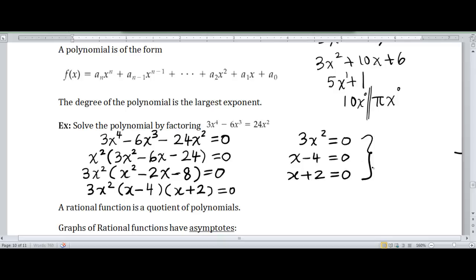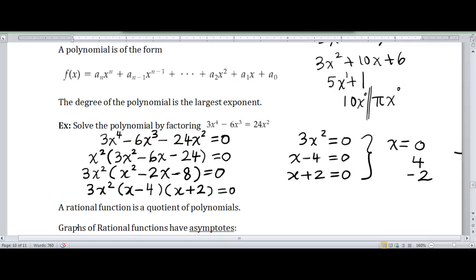So that tells me that x equals 0, and x can equal positive 4, and x can equal negative 2. And you can check this: take any one of these numbers and plug it into this original expression here, and you'll see that the right side should equal the left side.